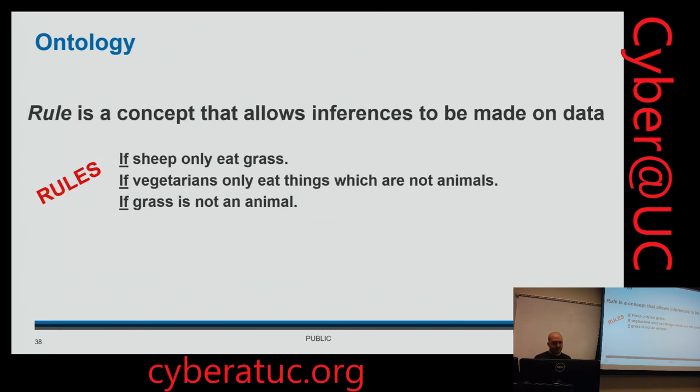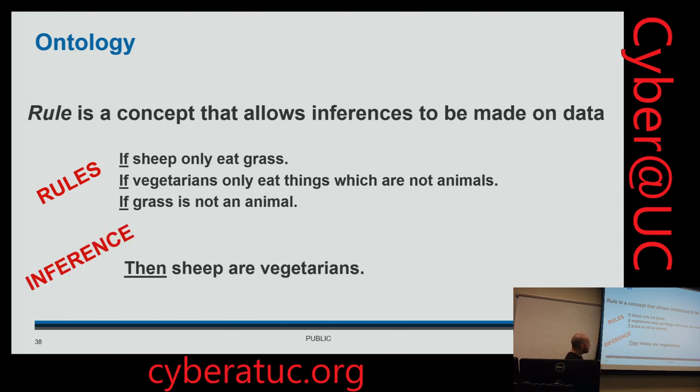So ontology, rule is a concept that allows inferences to be made on data. Here we have a bunch of rules. If sheep can only eat grass, if vegetarians can only eat things which are not animals, and if grass is not an animal, then the inference is that sheep are not vegetarians. So we can build rules that then define inferences.